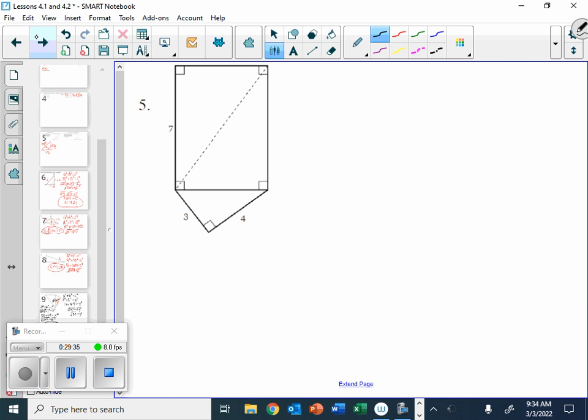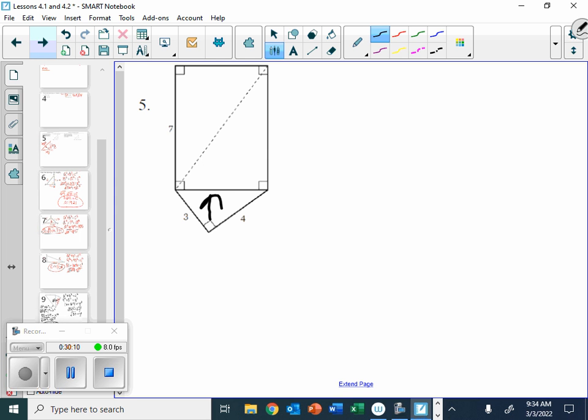Alright, this next one, still find the missing pieces. For this bottom triangle right here, I've got 2 of the sides. I can easily figure out the third using Pythagorean theorem. With this bottom triangle, am I missing a leg or a hypotenuse? Hypotenuse. Okay, opposite the right angle.